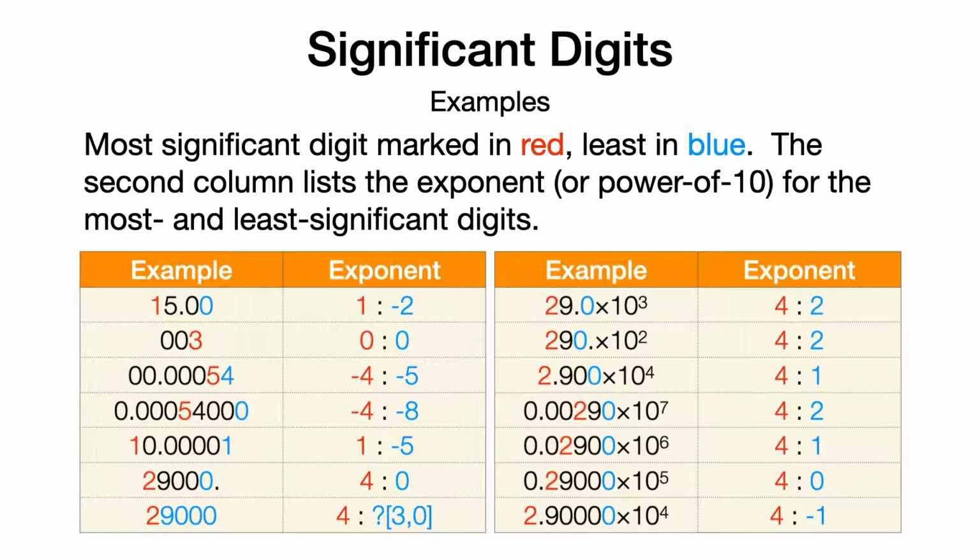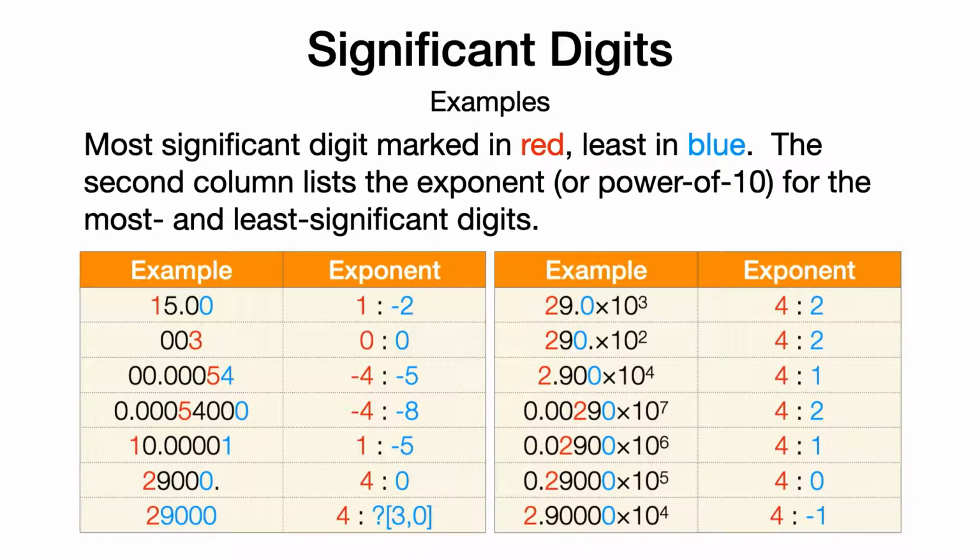The next number, 003, well, the most and the least significant digits are the same. They're in the 0 exponent column. The next number, 0.00054, has the most significant digit with an exponent of minus 4, and the least significant digit exponent of minus 5.